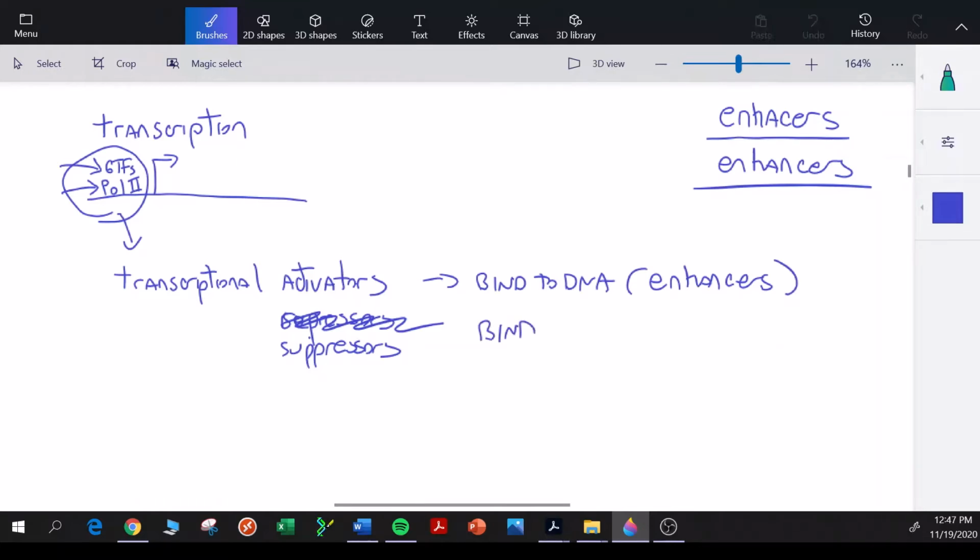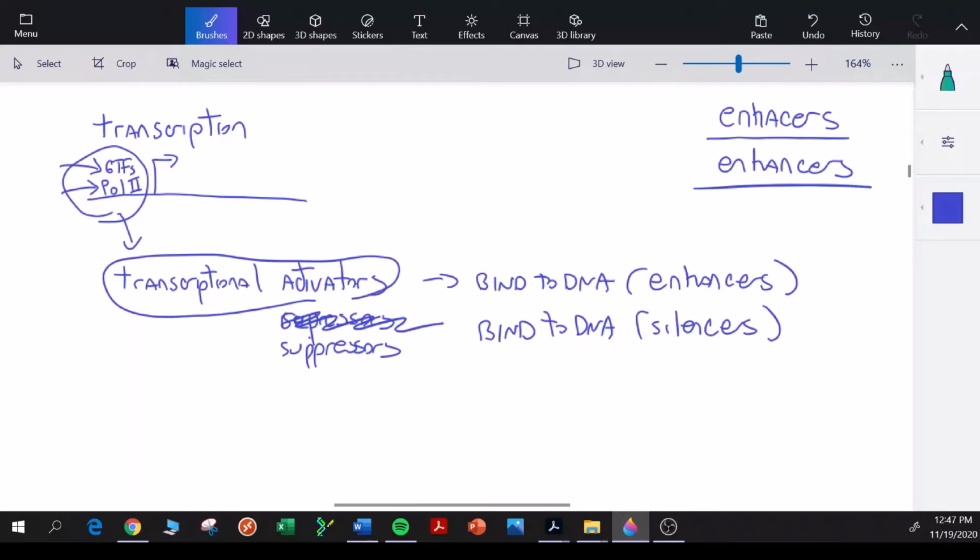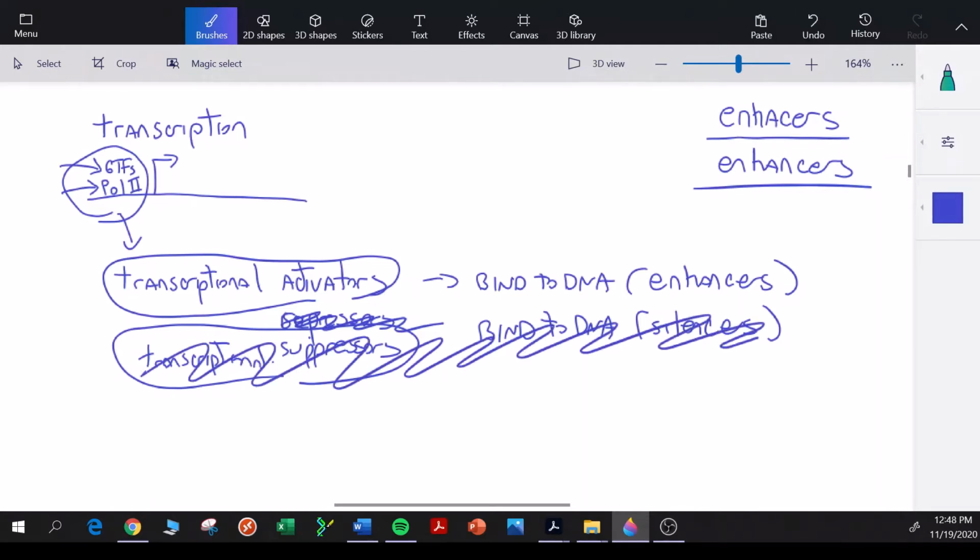Suppressors bind to DNA, and they tend to bind to elements called silencers. So at some level, an enhancer and a silencer can be the same segment of DNA, but it acts as an enhancer when a transcriptional activator is bound to it, or it acts as a silencer when a transcriptional suppressor is bound to it. Essentially, we're going to focus on the enhancers in this video.